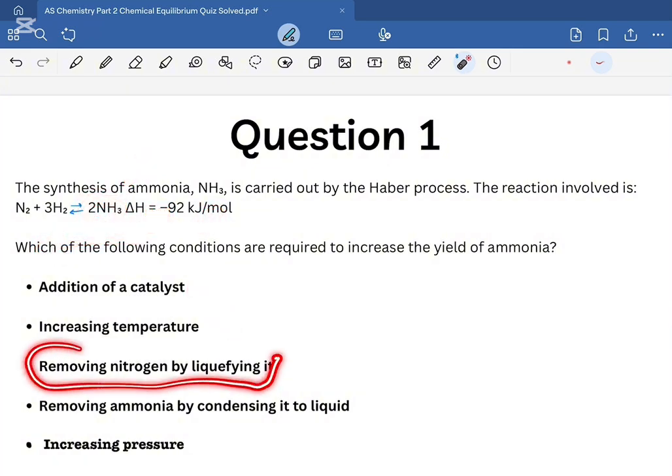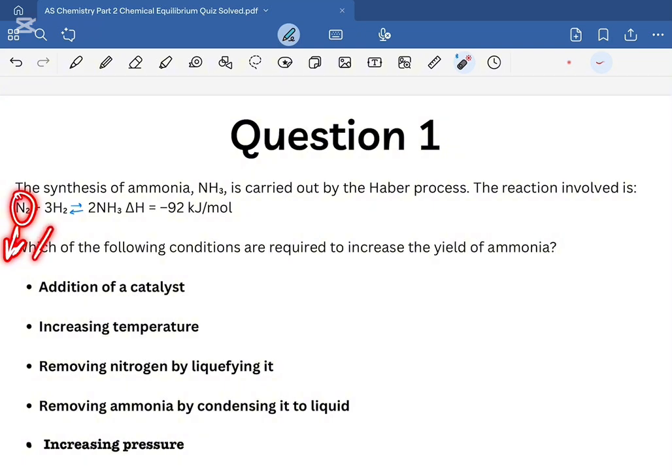Now removing nitrogen. If we remove nitrogen, so nitrogen is decreasing, the system wants to counteract this change and increase N2. And so in this case, the system is going to shift also to the left. So the amount of NH3 is going to decrease. So this is also false.